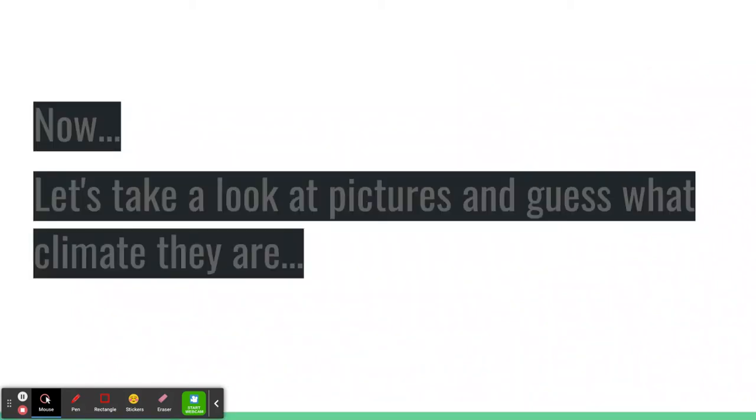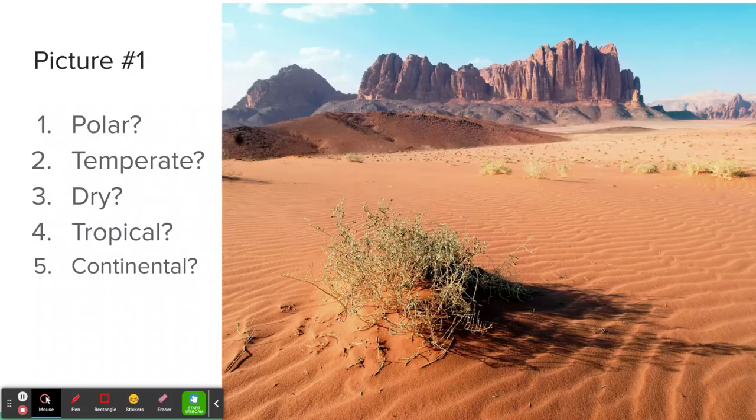So we're going to take a look at some pictures and guess what climate they are. As you're doing your Edpuzzle, make sure you're making your predictions before we give away the answer. So here is our very first picture. It is very dry like the Sahara. So is this a polar region, a temperate, a dry, a tropical, or a continental? Make your pick. And this is a dry region, yes.